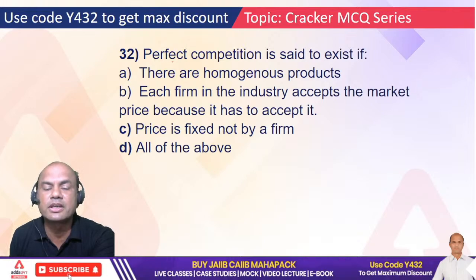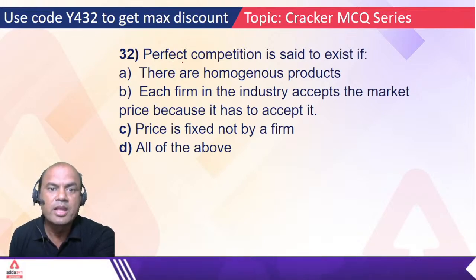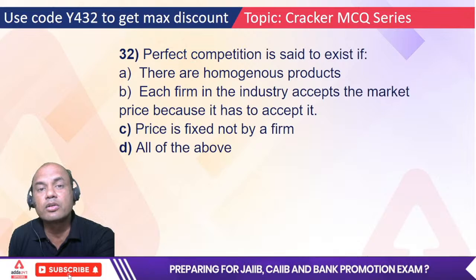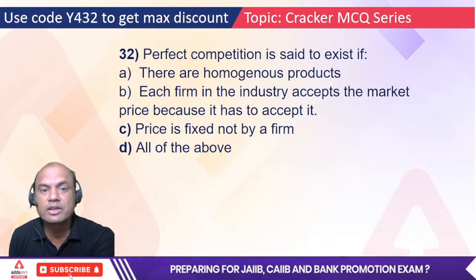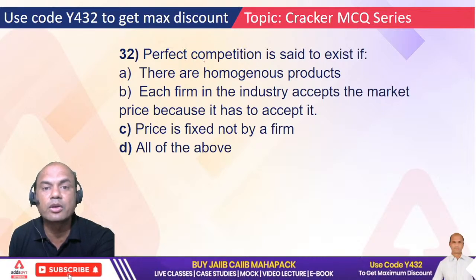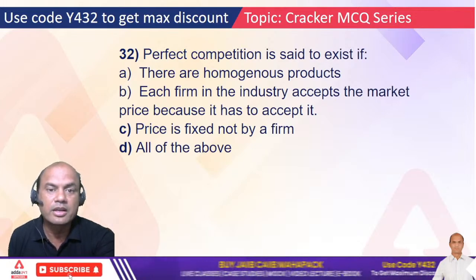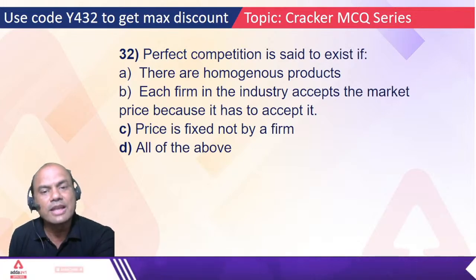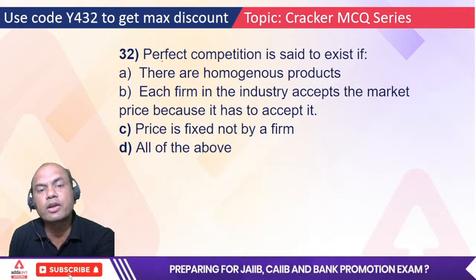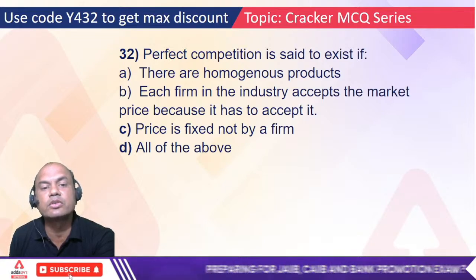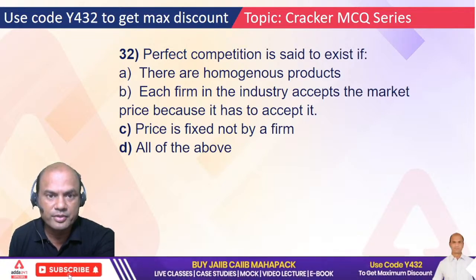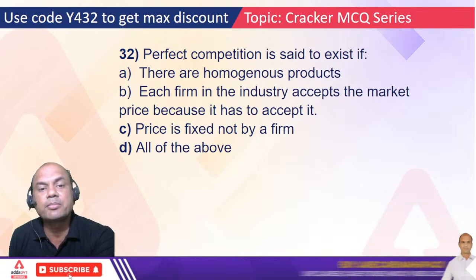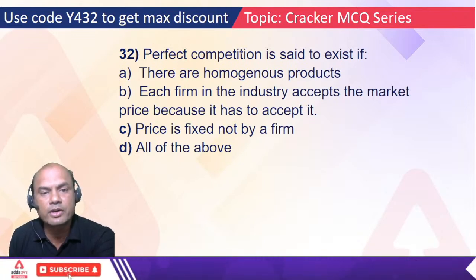Next: perfect competition is said to exist if... Perfect means what? There are two types of competition. Before that, do you know the two types of economies? Command economy and capital economy, isn't it? So that logic applies over here. Perfect competition exists where there is no government interference. Everything is decided by the private parties. That is the meaning of perfect competition.